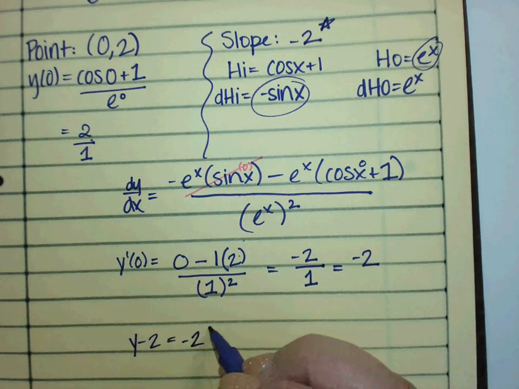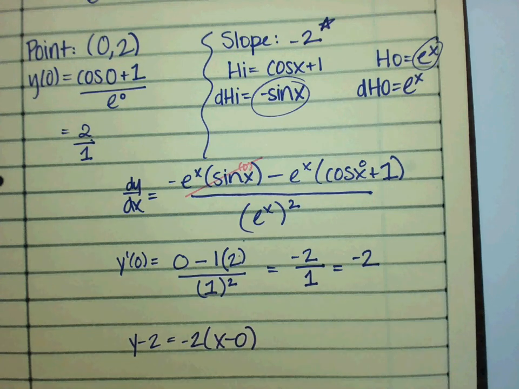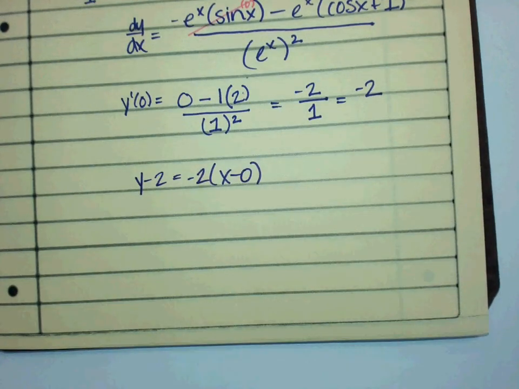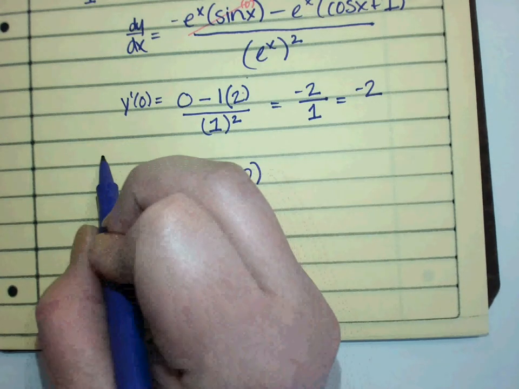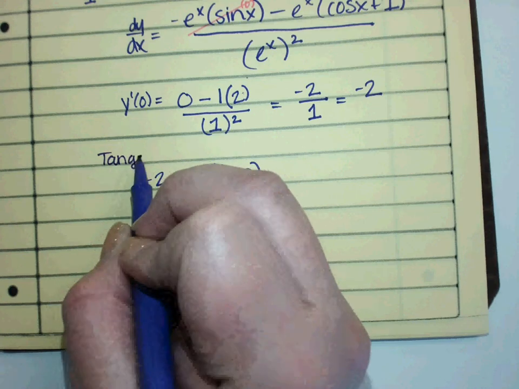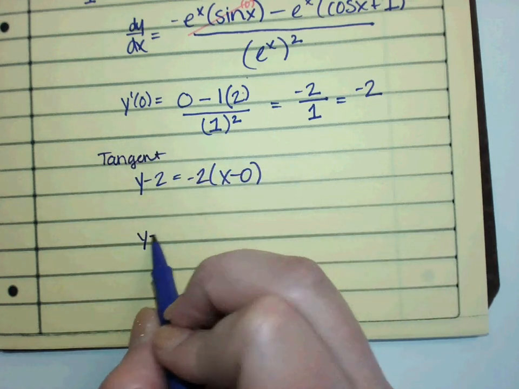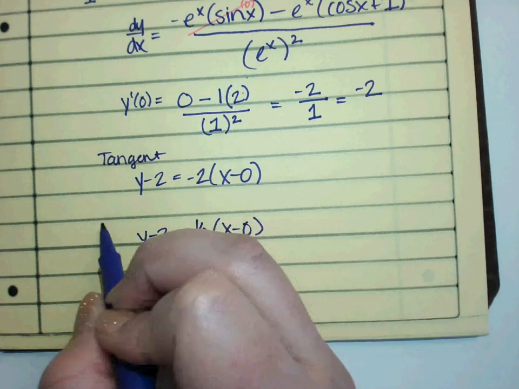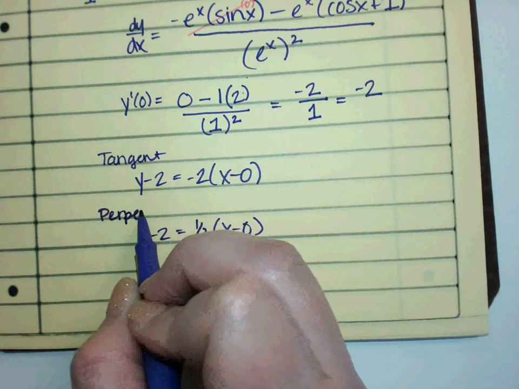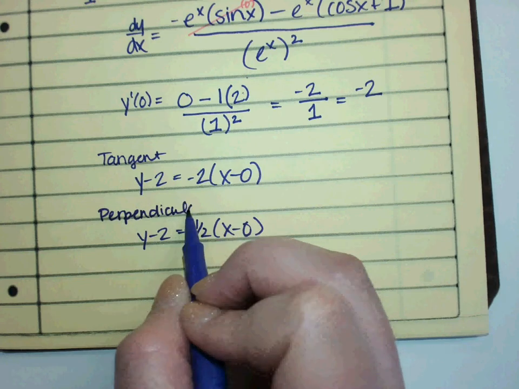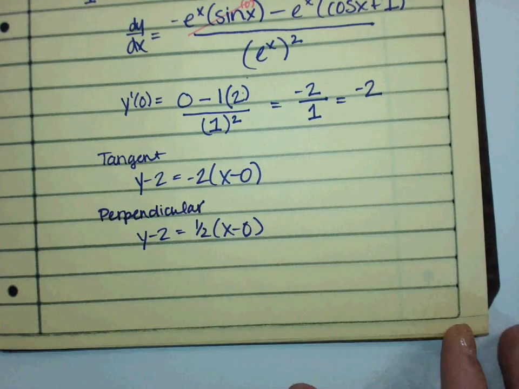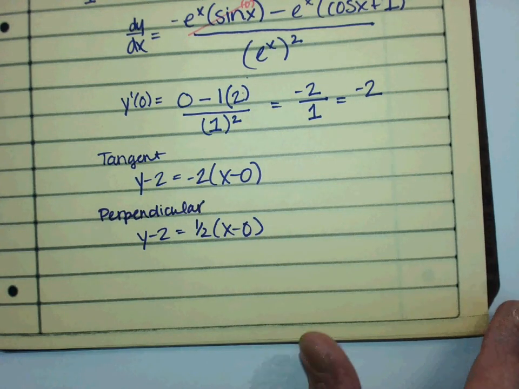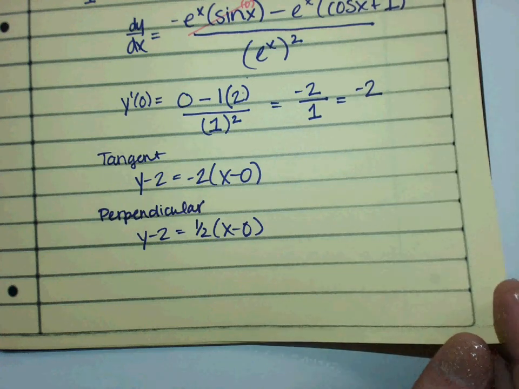Slope is negative 2, x minus 0. Also keep in mind, if you didn't want to write the 0, that's fine. You don't have to. It's up to you, but that's point slope form. What would be perpendicular to that? The negative reciprocal of negative 2 is a half. A half x minus 0. That would be perpendicular. One more left. The last one. We got plenty of time.